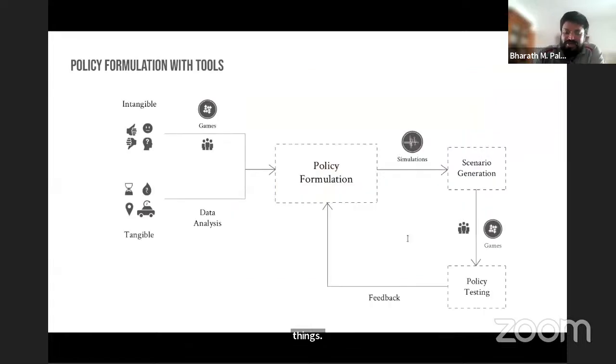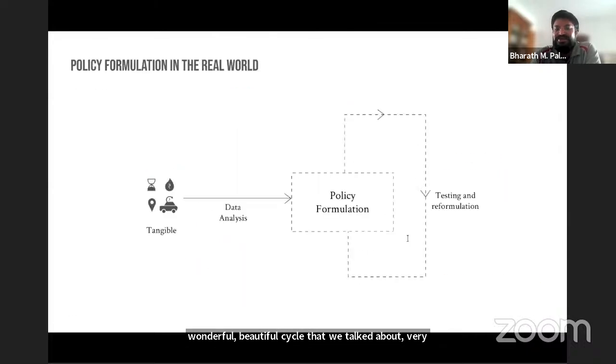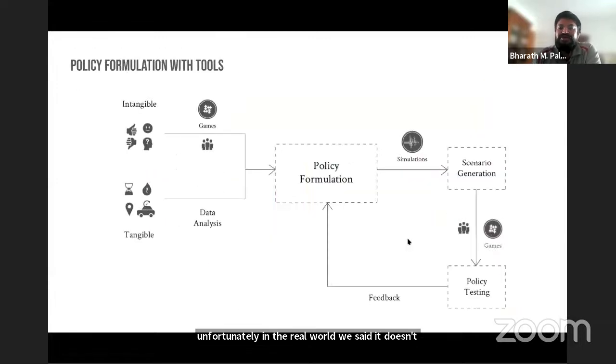So therefore, we talked about, if you remember, this wonderful, beautiful cycle, very theoretical, very fancy, and very ideal. But unfortunately, in the real world, we said it doesn't happen. It's a fairly linear process. So in order to talk about how you push that linear process towards the ideal world a little, that's where you can use games and gaming simulations a little bit.